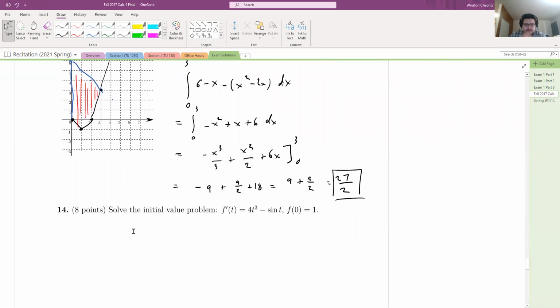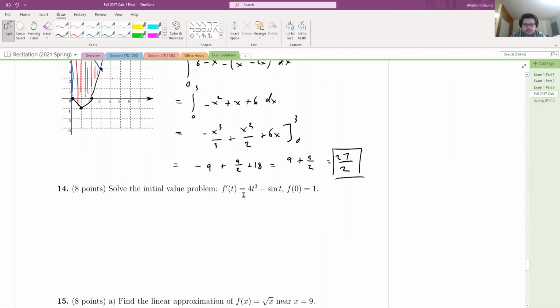Okay. Next, 14, we have an initial value problem. So we have this derivative and we have, well, what it means by solving an initial value problem is to find what is the function f of t in this case. What is the f of t that satisfies these conditions? So we have information about the behavior of the function's derivative, and we have information about a single point that lies on the function. And this kind of harkens to differential equations, if you learn that subject. Initial value problems are kind of the bread and butter of that subject.